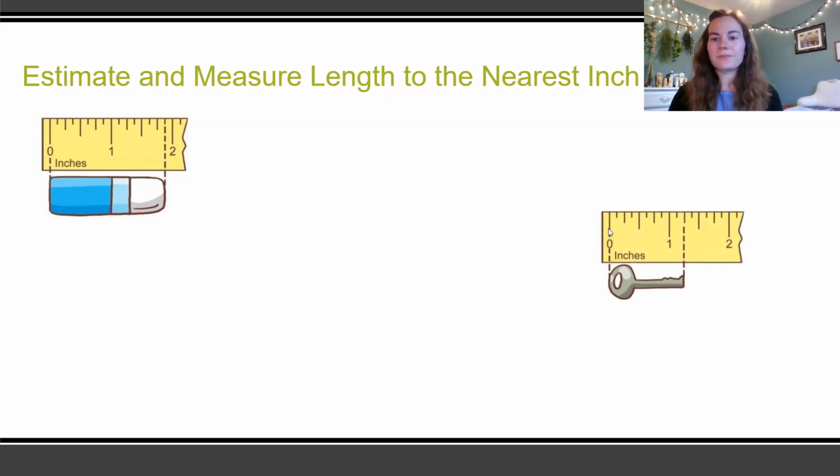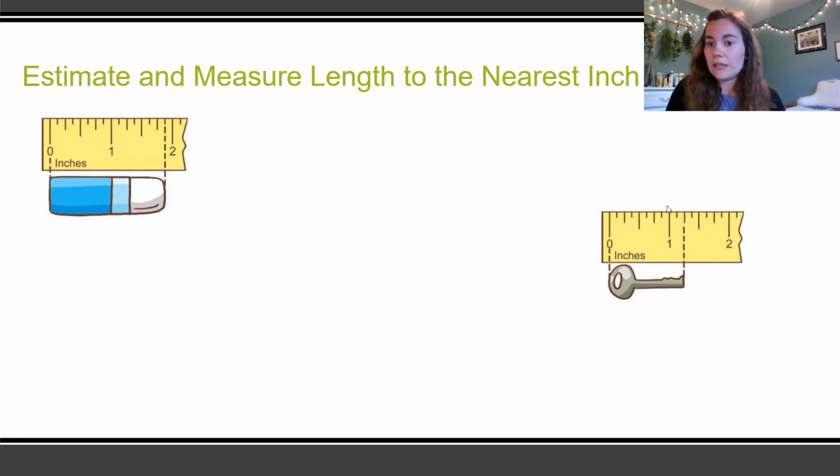Here's another example, a key we have, also lined up at the 0, which we always make sure we have. And here's the 1-inch mark, here's the 2-inch mark. Again, it's not right at either one, but which one is it closer to? This one, I'm going to look at this halfway point. This halfway point is going to be helpful for me in telling which inch is it closer to. So it's not at the halfway point yet, and it's not past the halfway point. So that means it's closer to 1 inch.